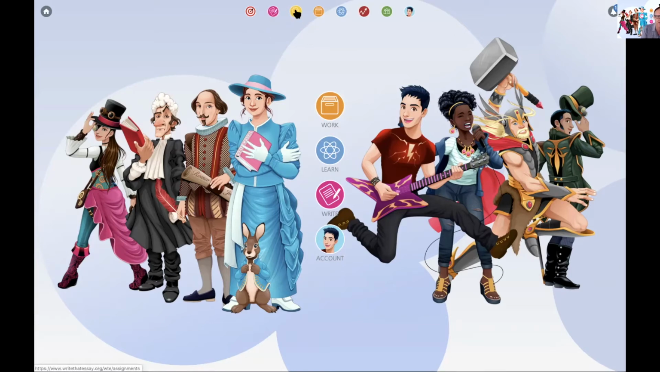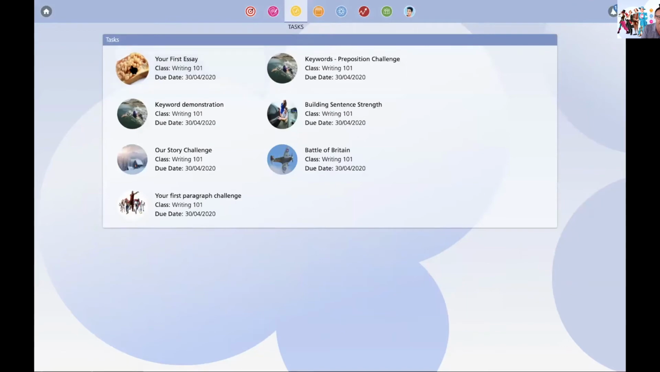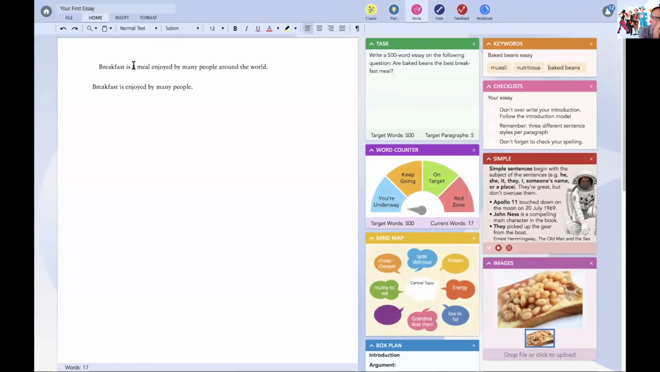Let's jump back now into Boris's work and his first essay. Right. And you remember that we wrote an introduction. Boris was struggling a bit, and we wrote the introduction in full. And then I suggested that actually Boris could in fact be struggling with his introduction or at any point of his essay. And Writer's Toolbox had within it the means to help the child who was finding this difficult. The question we're facing here was: write a 500-word essay on the following question: are baked beans the best breakfast meal? What can Boris do at this juncture?